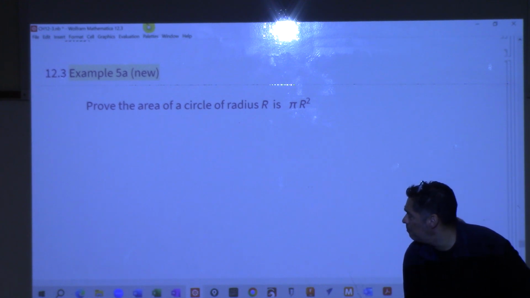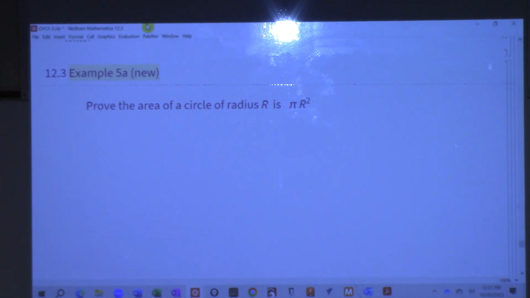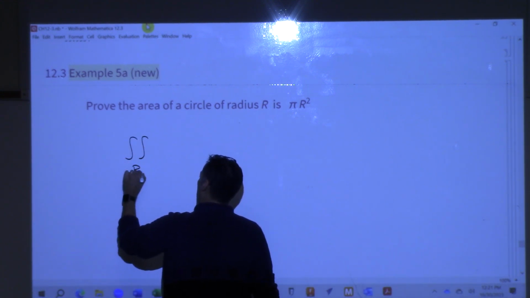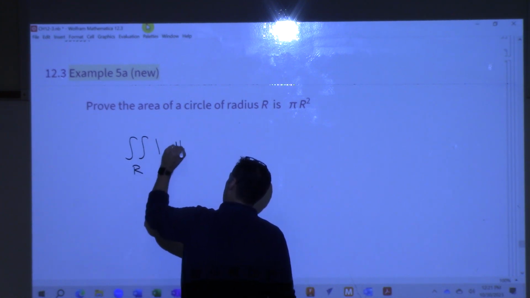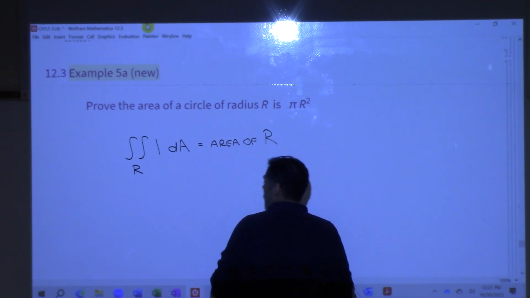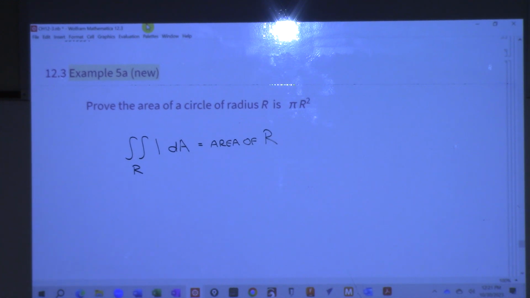Did we do this in here? Prove the area of a circle is pi r squared. Well, there's a lot of ways to do that. So let's see here. Didn't we learn this? I said it was really important. Didn't we learn that if you take the double integral over some region R of 1 dA, that that's just the area of R? Do I remember me putting that up there? I said it was really important. I'm restating it again now. Yeah.